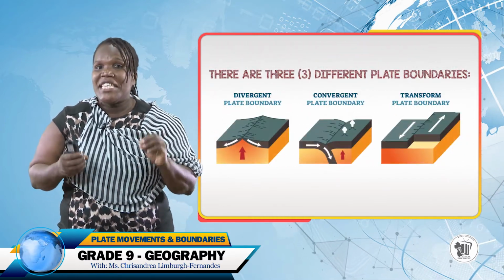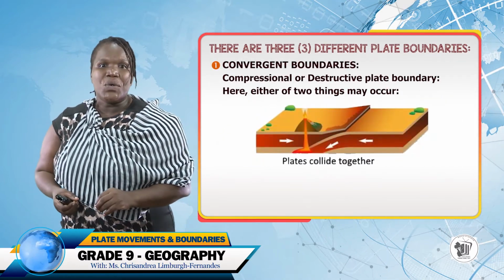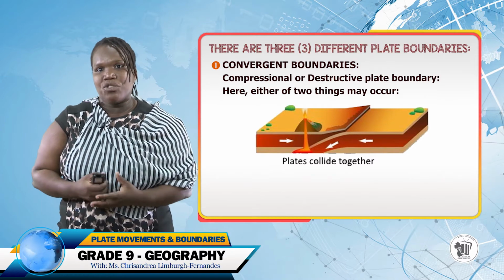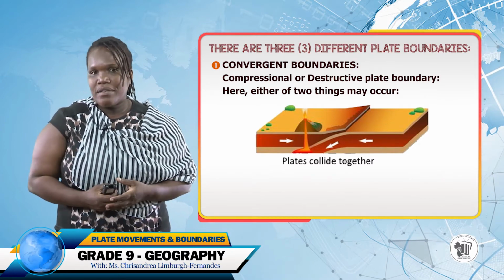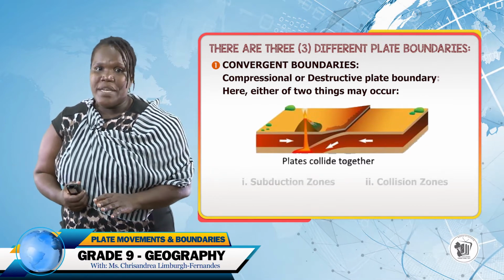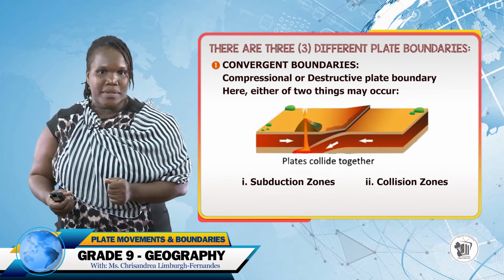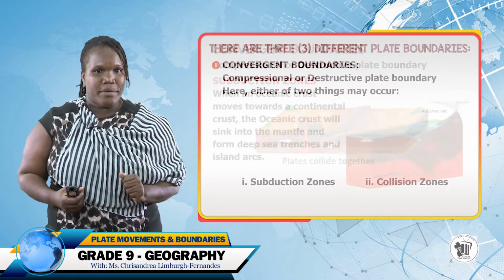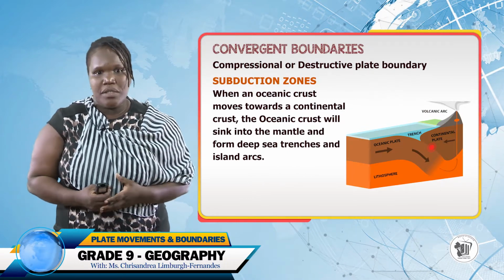Now, there are 3 different plate boundaries: compressional, also known as destructive plate boundaries. Here, two things can occur. And what are these two things? They can either create subduction zones or collision zones. Let's explain them further. And we'll start with what occurs at a subduction zone.